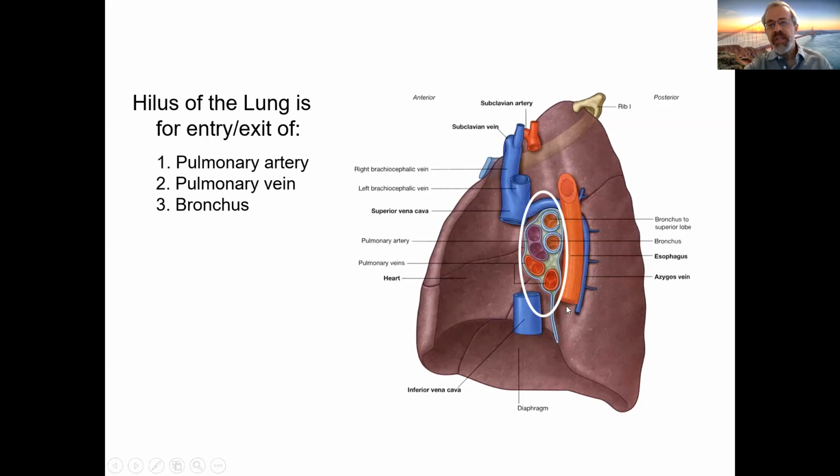So remember, this area is the hilum, but these 3 structures, the arteries, the veins, and the bronchi, are all part of what we call the root. And if we were in our actual anatomy lab, I would show you a real human lung where you can actually see all these different structures.